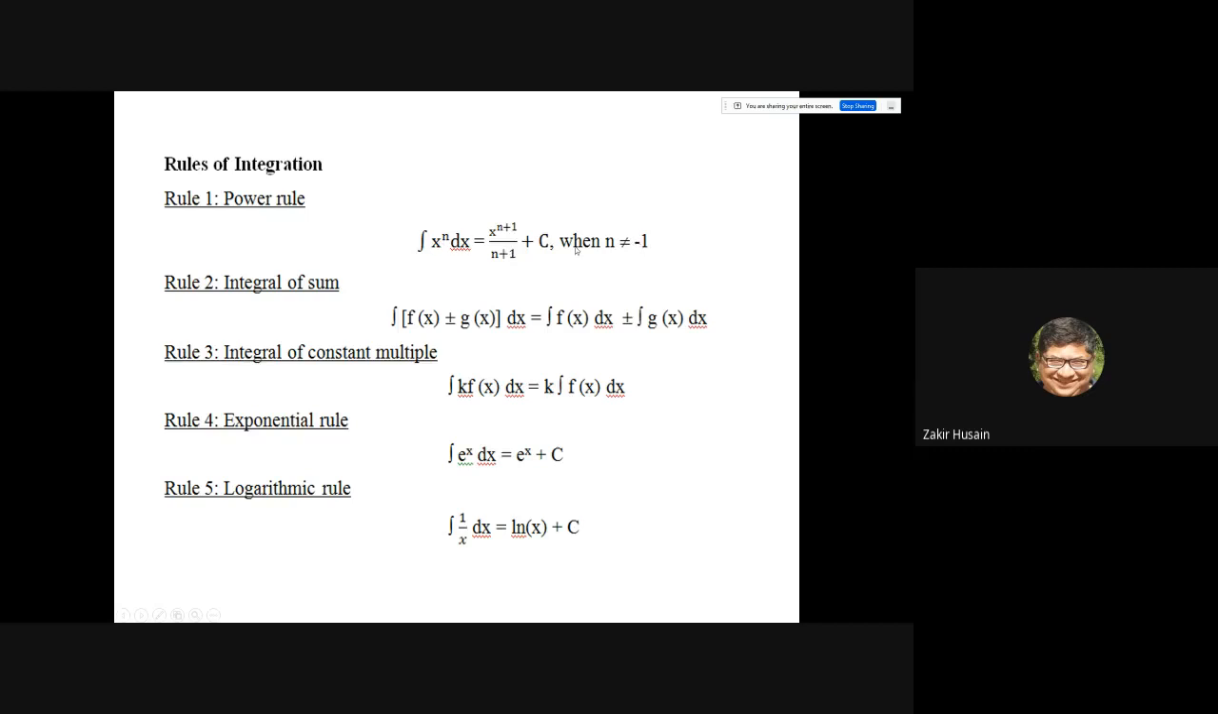So the power rule applies when n is not equal to minus 1. And if n is equal to minus 1, then the logarithmic rule will apply. So 1 by x is x to the power n when n is minus 1. So in this case, you can see the power rule is x to the power of n plus 1 by n plus 1 if n is not equal to minus 1. And if n is equal to minus 1, we have log x plus c.